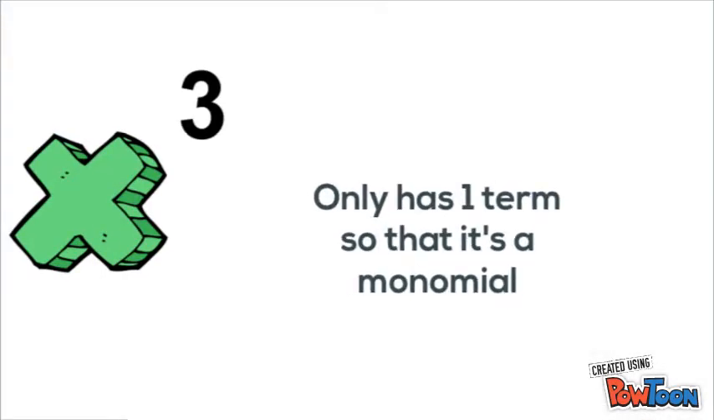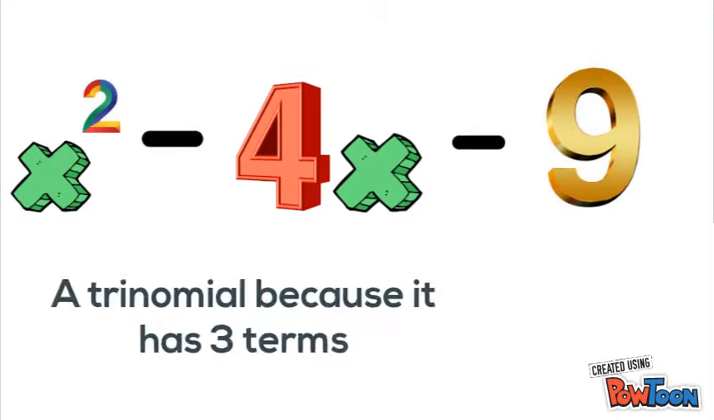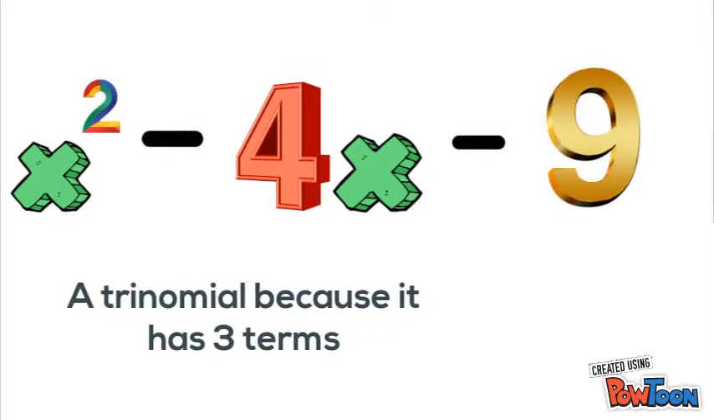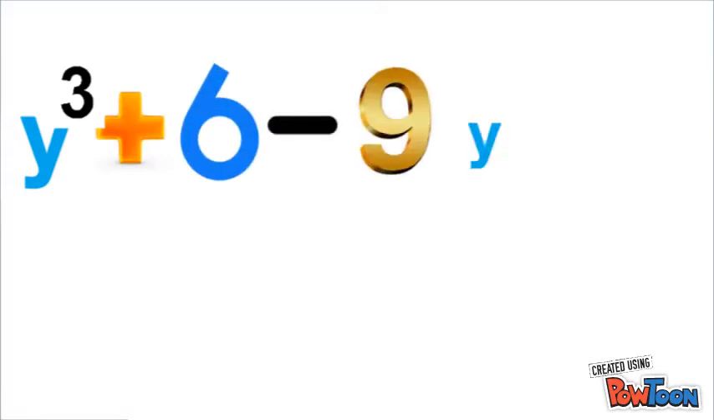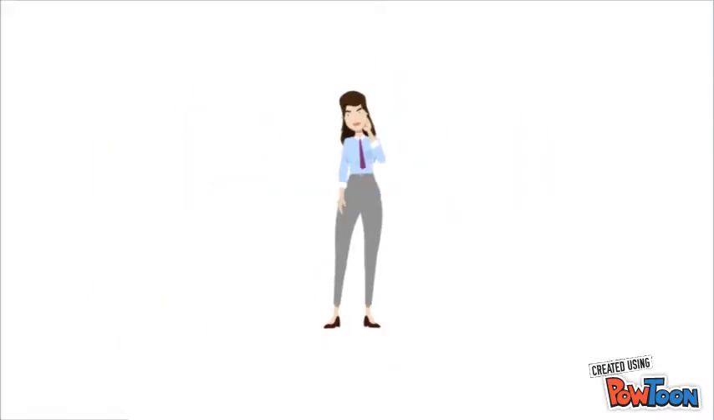For example, x cubed. It is a monomial because it only has one term. 5y minus 3, a binomial because it has two terms. x squared minus 4x minus 9, a trinomial because it has three terms. y cubed plus 6 minus 9y plus 8. It is a multinomial because it has more than three terms.